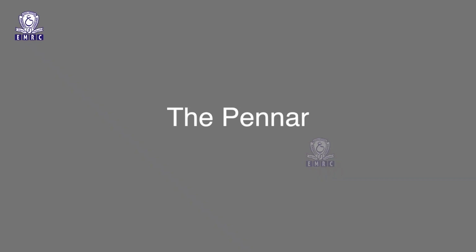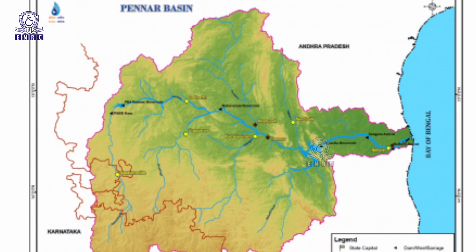The next river, the Pennar. The Pennar River rises in the Kolar district of South Mysore Plateau. Its main tributaries are Chitravati and Papagni. It flows through a gorge of Kadapa quartzite and enters the Bay of Bengal in the form of an estuary.